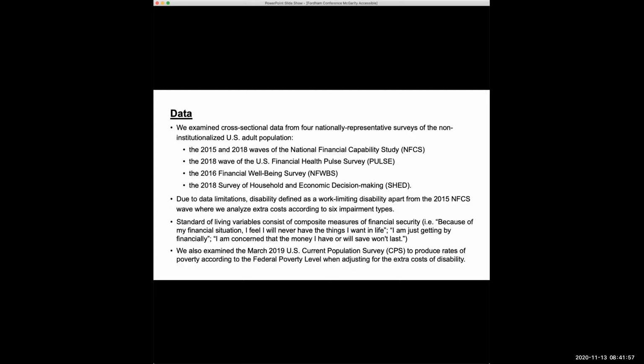In terms of the standard of living variable, we were able to standardize these across all the data sets, and we used measures of financial security. So survey takers were asked to respond to certain statements. For example, because of my financial situation, I feel I will never have the things I want in life. I'm just getting by financially. I'm concerned that the money I have will not last.